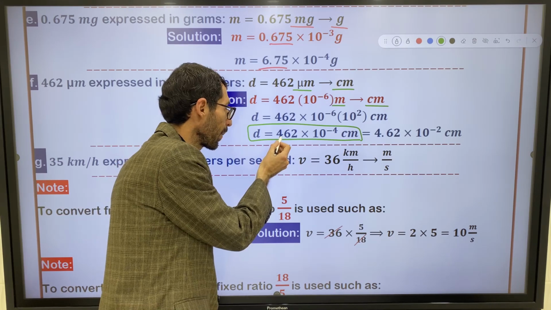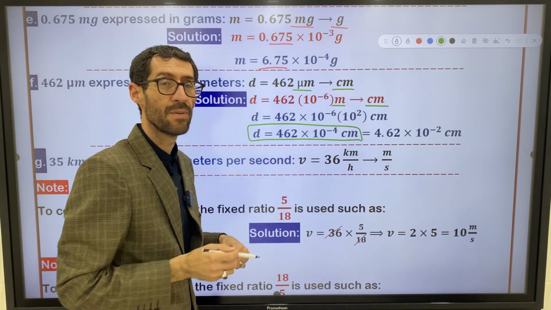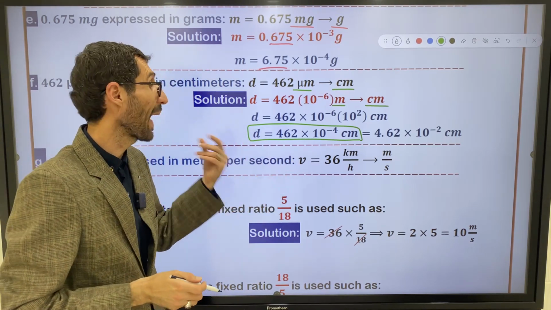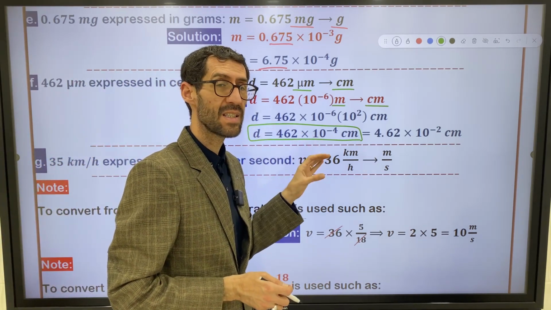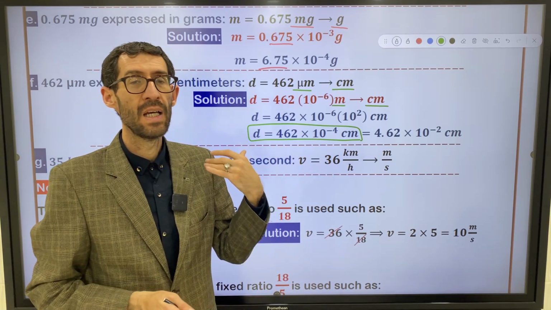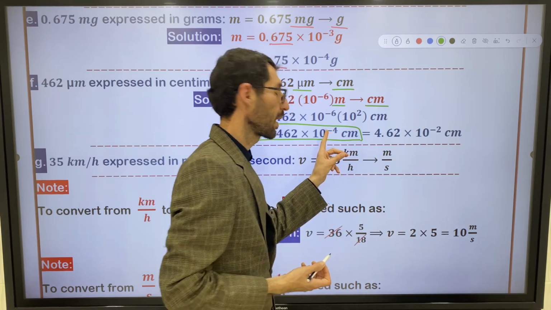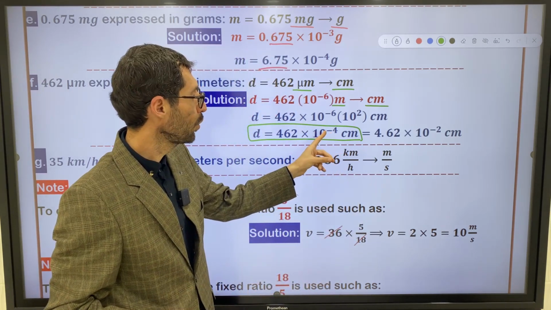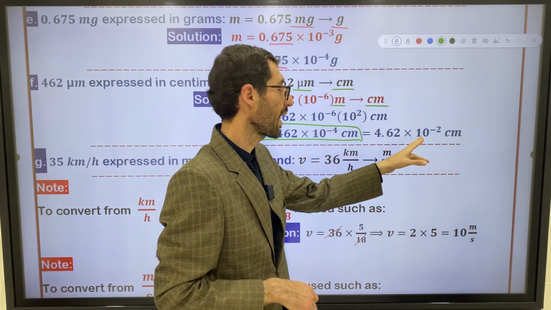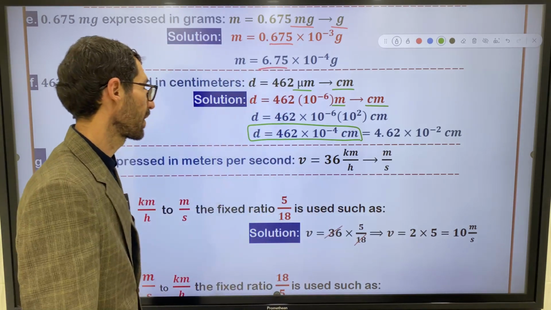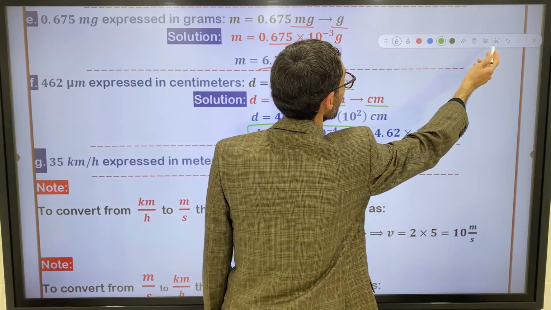You have to put a decimal point here, between 4 and 7. What did you do? Think about it. You added decimal places. How many decimal places did you add? Actually 2, right? So you have to add 2 to the negative 4. And the answer will be 4.62 times 10 to the power negative 2 centimeters, right? Let's move on to another one.